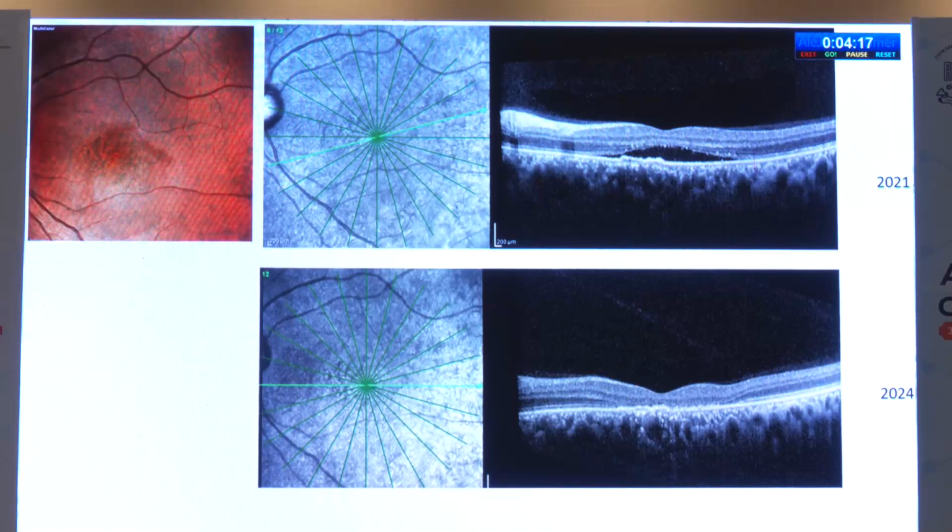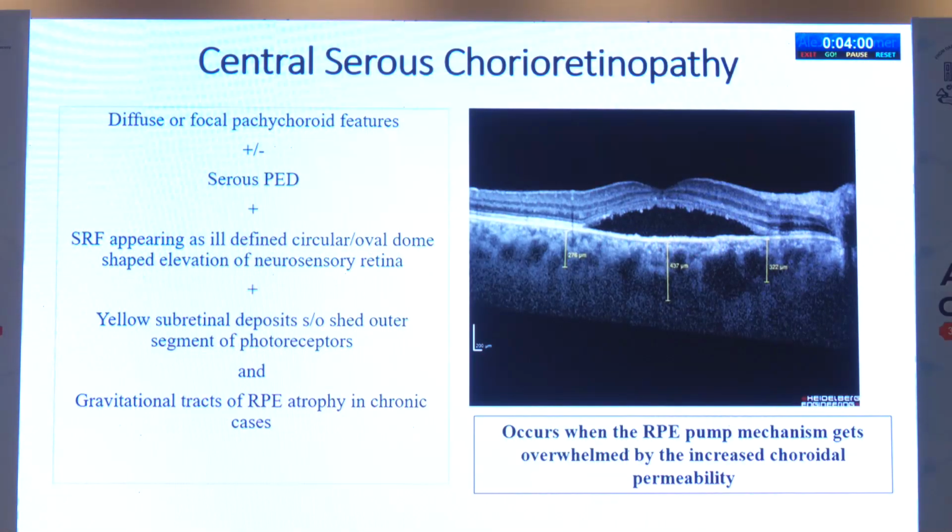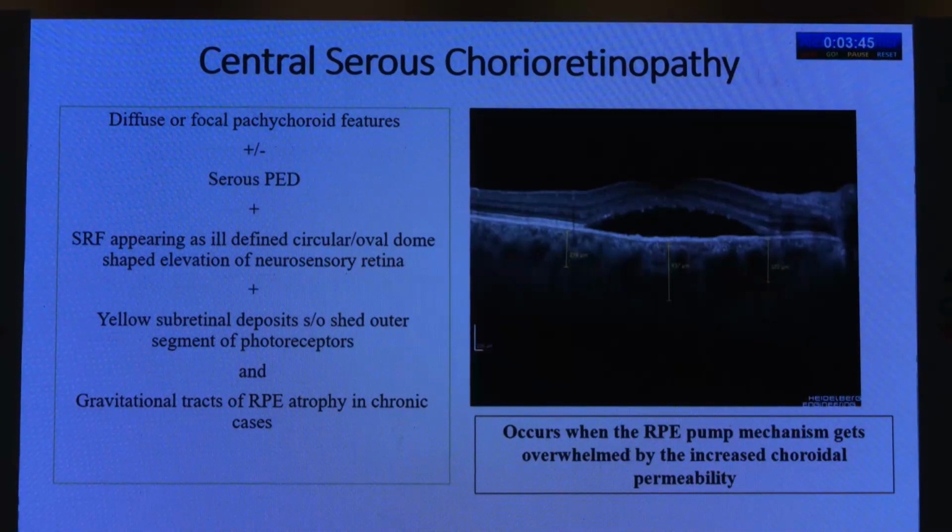In this picture, you see there is presence of RPE changes, pachy vessels, subretinal fluid, and later you see that the subretinal fluid gets resolved, and only the RPE changes and pachy vessels are seen. So when the SRF gets resolved, it can look like pachychoroid pigment epitheliopathy also. In CSCR, there are diffuse or focal pachychoroid features along with serous PEDs, and SRF appearing as an ill-defined circular or oval dome-shaped elevation of neurosensory retina, and it occurs when the RPE pump mechanism gets overwhelmed by increased choroidal permeability.